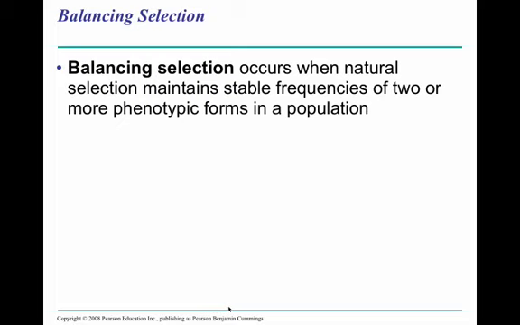There are multiple forms, each of which works well in the environment, so you actually see balancing selection, stable frequencies of two or more phenotypes in one population. So this could also include things like the heterozygote advantage and frequency-dependent selection. So these next two things we're talking about are forms of balancing selection.